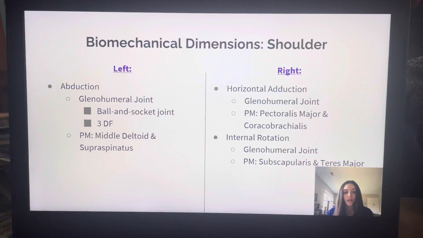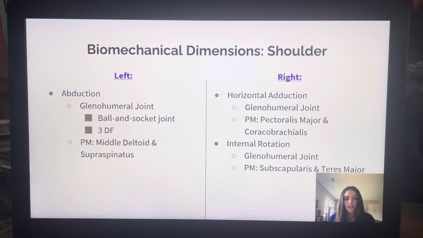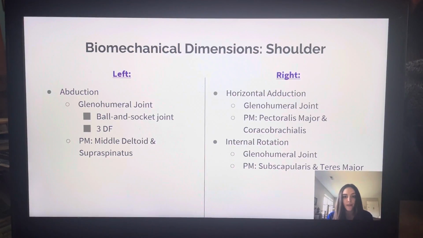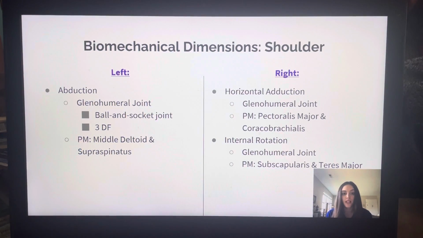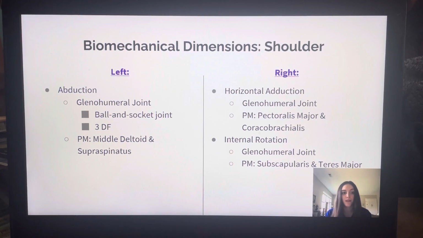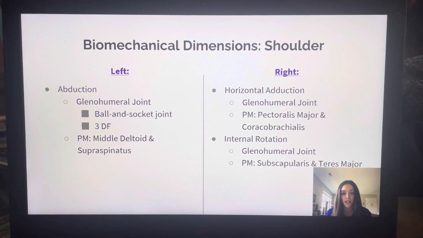At the shoulder, we're going to break it into the left and right sides. On his left side, abduction is being performed. This is occurring at the glenohumeral joint, which is the main shoulder joint. This is a ball and socket joint, and it's going to have 3 degrees of freedom. The prime movers for abduction are going to be the middle deltoid and your supraspinatus muscles.